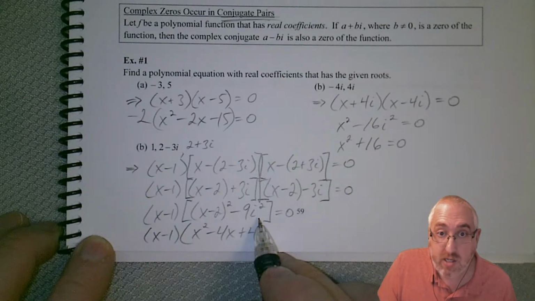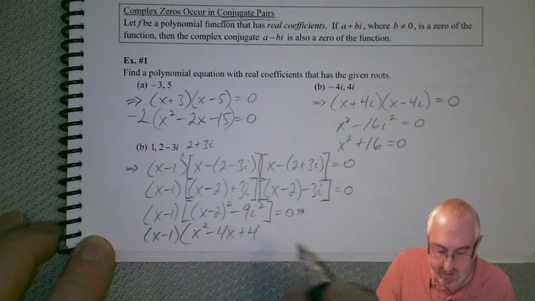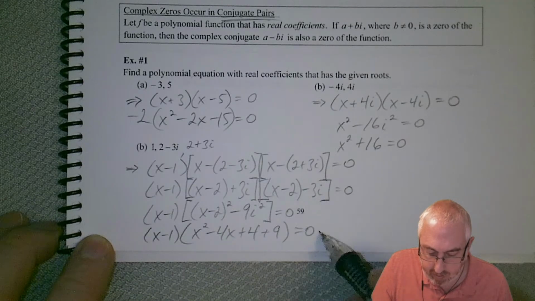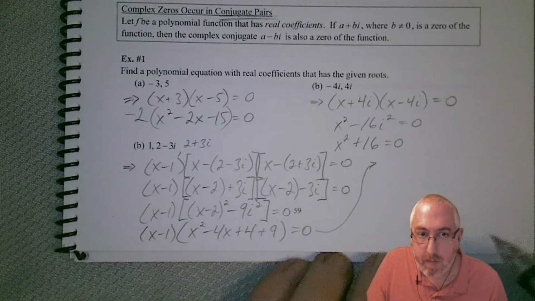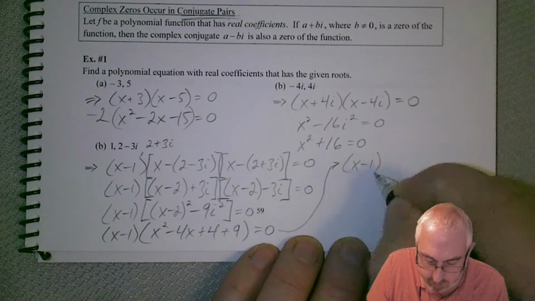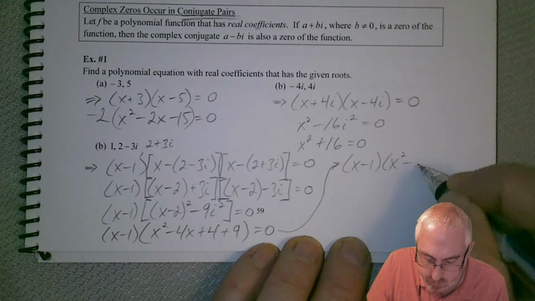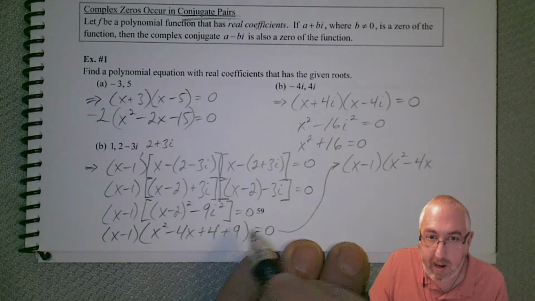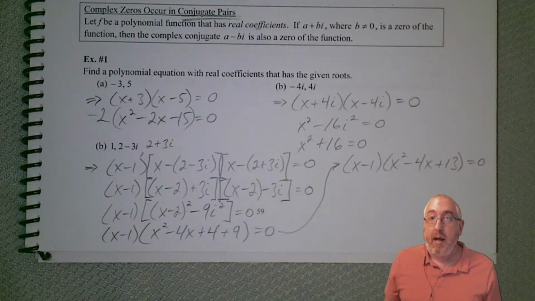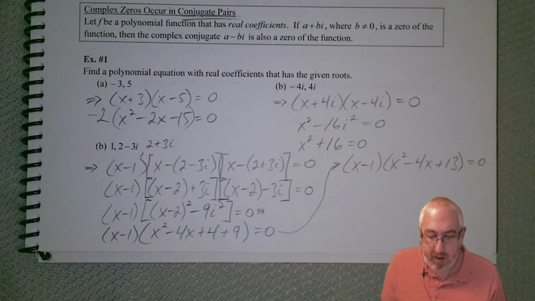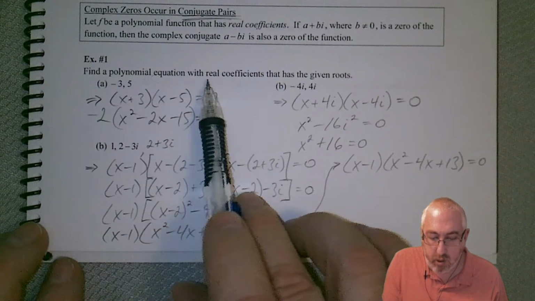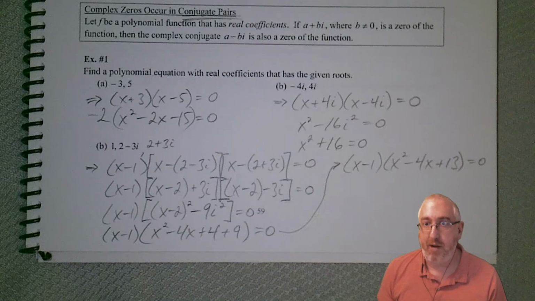And now i squared is negative 1. Negative 1 times negative 9 is a positive 9. And we'll just skate over here. So now we're almost there. So minus 4x. 4 and 9 is 13. And now everything's real. We don't have any imaginary stuff anymore, which is what we want, because again, we want real coefficients in our polynomial, not imaginary ones.